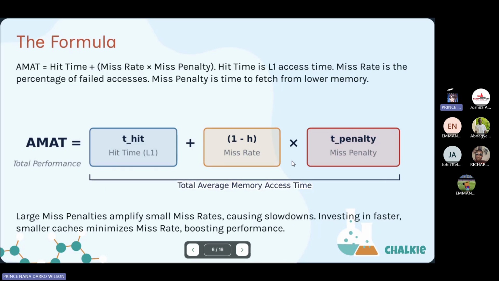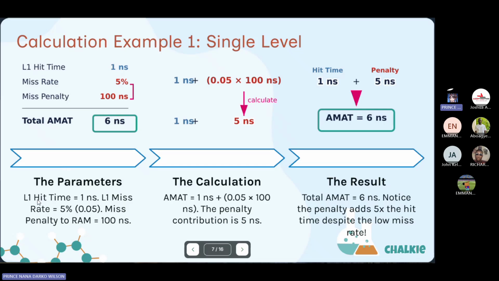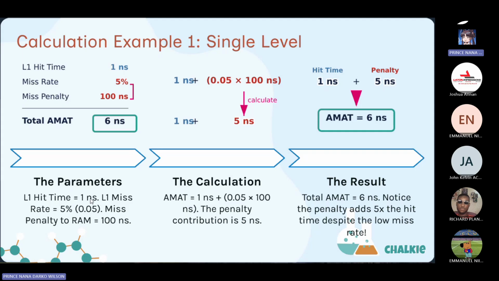Some examples are given as this. Let's say you've been given the parameters: level 1 hit time is 1 nanosecond, meaning it takes 1 nanosecond for the level 1 cache to find data that has been stored on it. And the level 1 miss rate, meaning the probability of not finding data on the level 1 storage and having to go outside it to retrieve data, is 5%, which is equivalent to 0.05. And the miss penalty, that's the access time of RAM, or how long it takes RAM to let go of data for a higher level memory to access, is 100 nanoseconds.